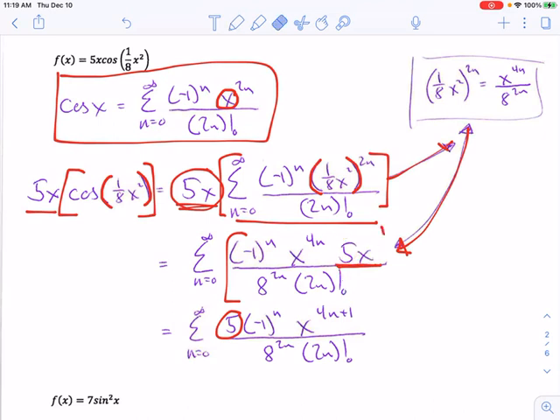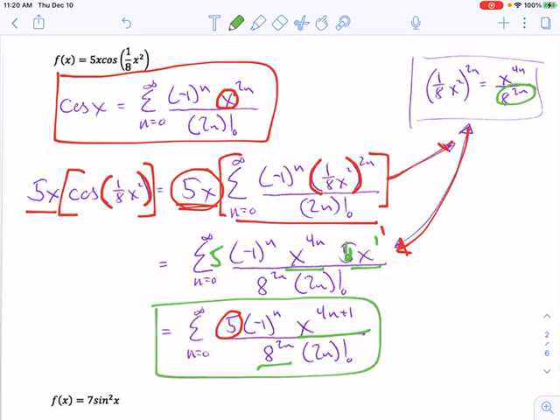Getting a little messy here. So we have, let's go to green. So once we remove the 5 and put that out front, we have x to the 4n times x to the 1, which becomes x to the 4n plus 1. And of course, this 8 to the 2n is down here, and everything else is pretty much the same. So here is our Maclaurin series representation for 5x times the cosine of 1/8 x squared.